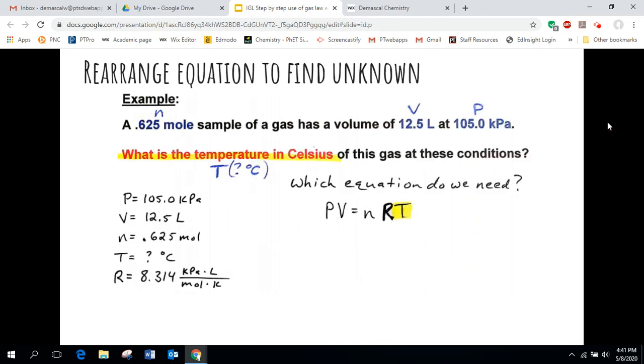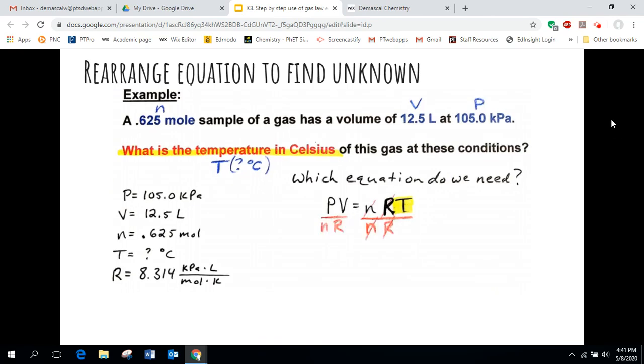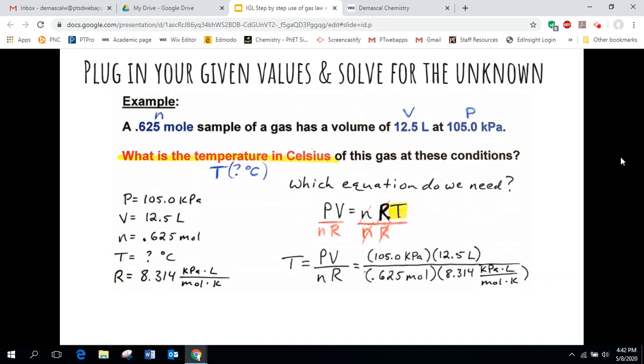Now, we know we're going to use PV equals nRT. We know we need to solve for T. So undo what's being done to it. Get rid of the n and the R. So n and R are multiplied by T, so we've got to divide both sides. As you can see on this side, the n's are going to cancel, the R's are going to cancel. That's going to give us our new equation, which is PV over nR. So P times V divided by n divided by R gives us our temperature, and that's going to be in Kelvin.